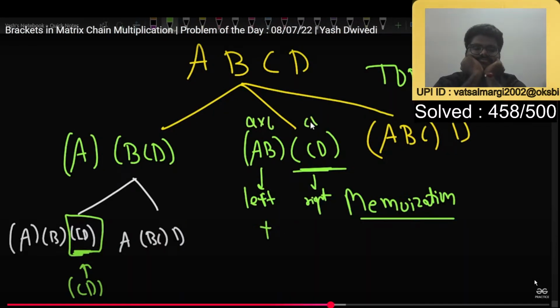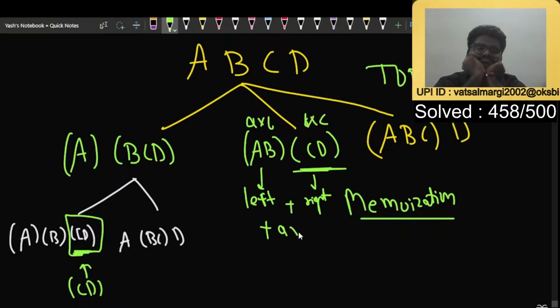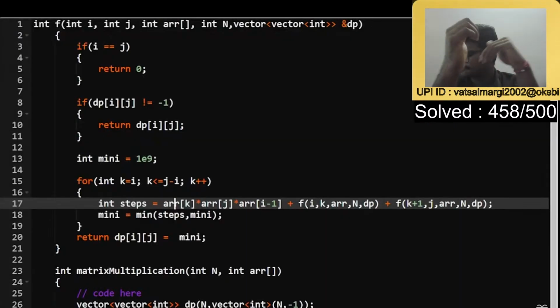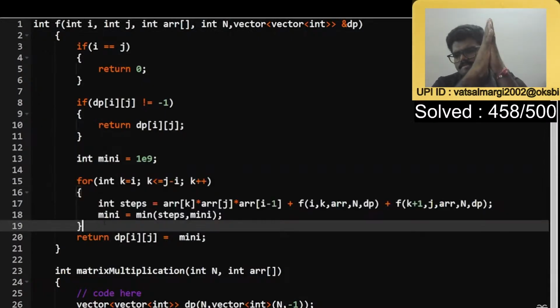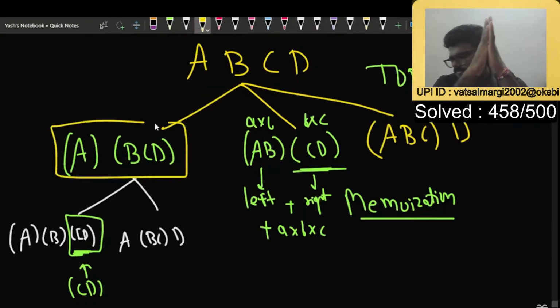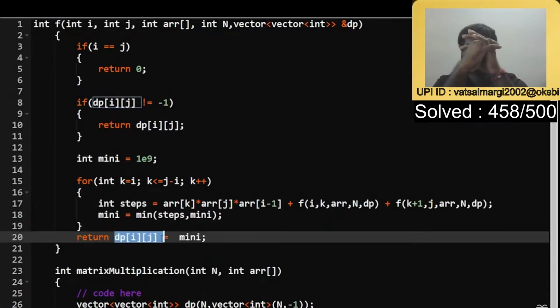So suppose A cross B is the dimension and B cross C is the dimension. So plus left plus right plus A into B into C. That will be our overall cost. So we'll see that. Then if it is minimum, then we'll store it. And after we have done the computations for this particular state, what we'll do is we'll try to store the minimum, and for this dp of ij, we'll store the minimum. So that is how we'll be minimizing our number of operations at every step.